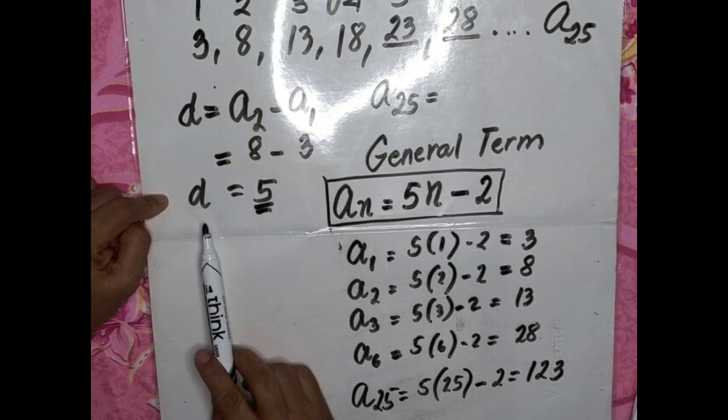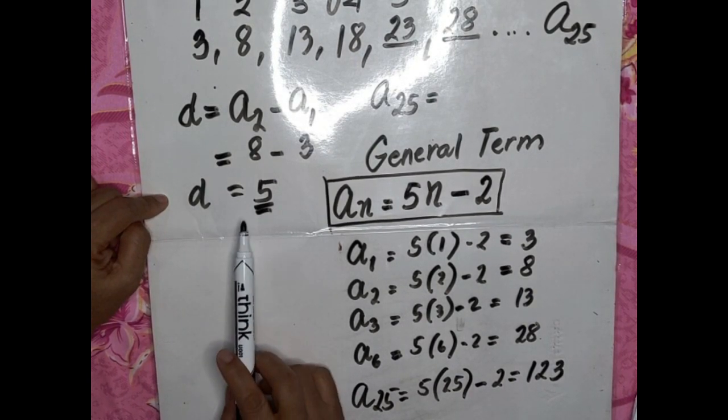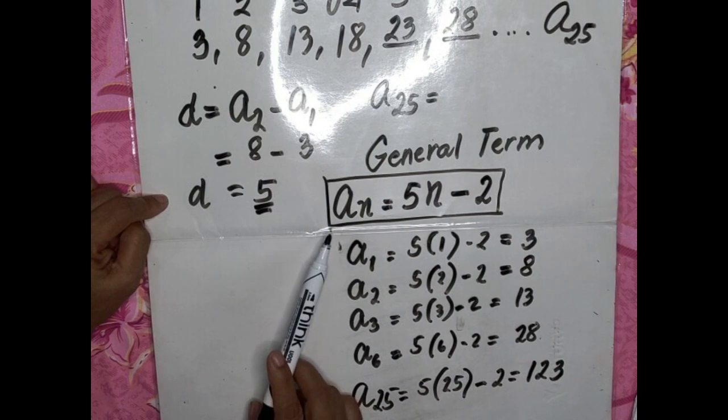Okay? So, from here, we have seen how to come up with the next terms in our sequence, finding the common difference, and using the common difference, we could come up with our general term. Okay.